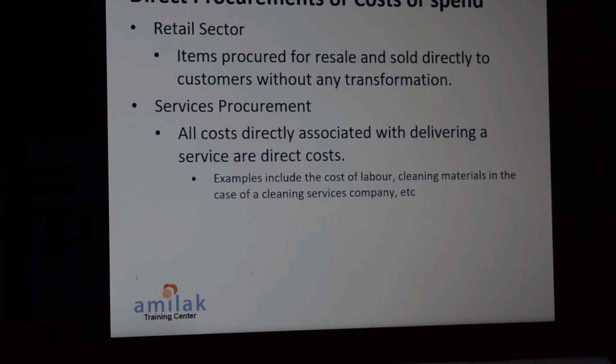You are a buyer in a cleaning services company. So if you procure materials like the cleaning detergents and so on, those materials, because they are going to be associated with generation of profit, they'll be going to do your core activities. They are regarded as direct procurement.